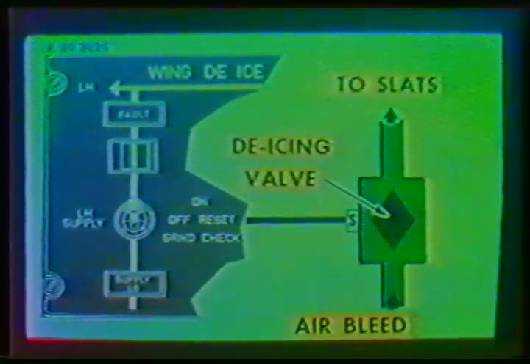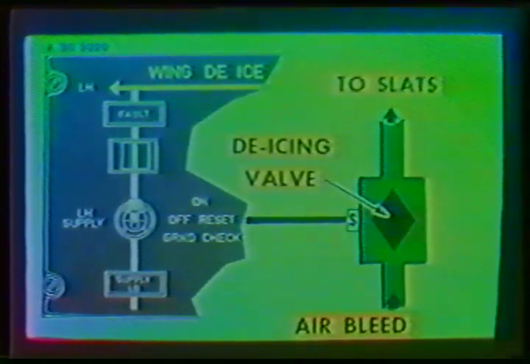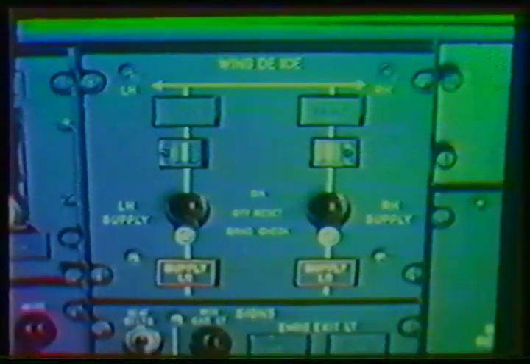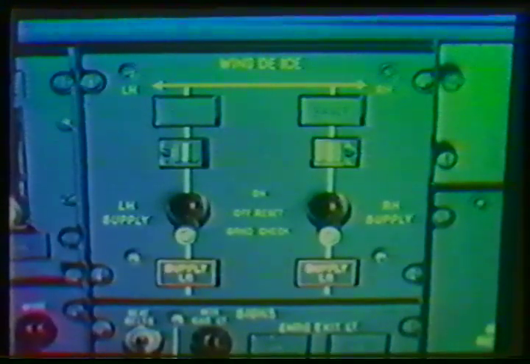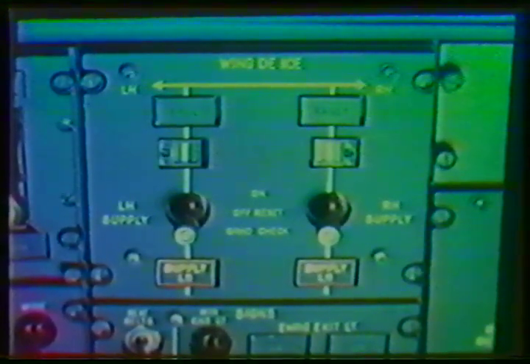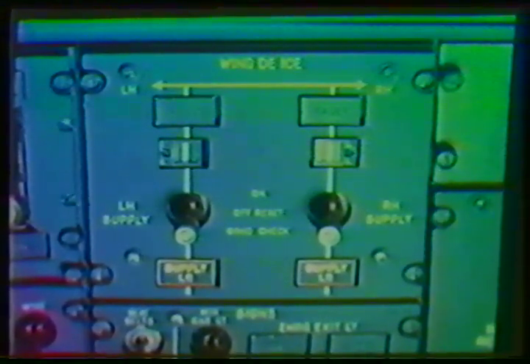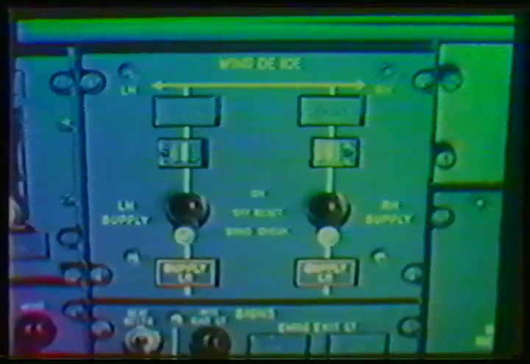The de-icing valve is controlled by a three-position switch. The on position will open the valve in flight only. The off reset position closes the valve and rearms the protection controls. The ground check position will allow the system to be checked on the ground. A magnetic indicator shows the valve position, and warning lights are associated with the system operation.